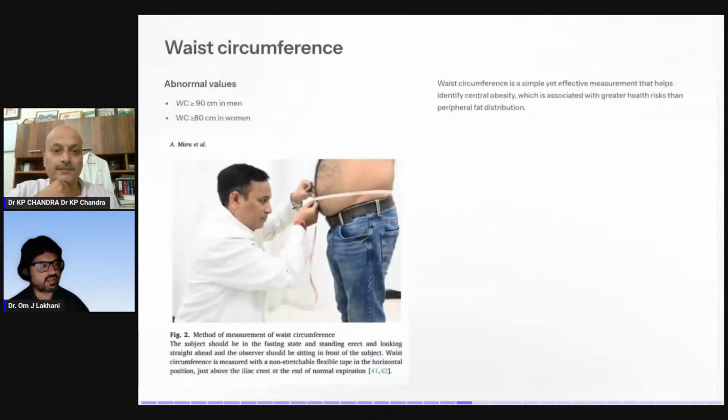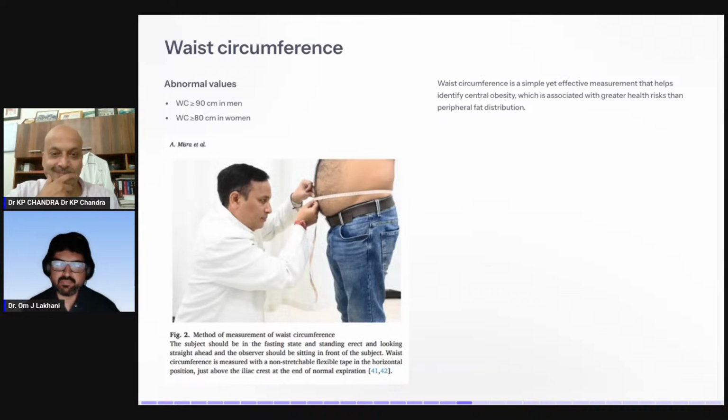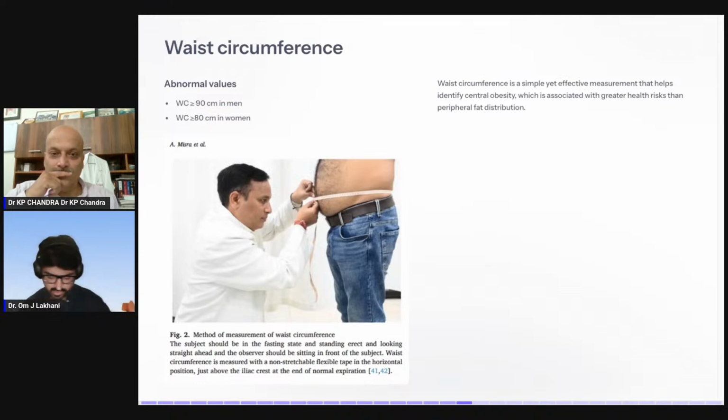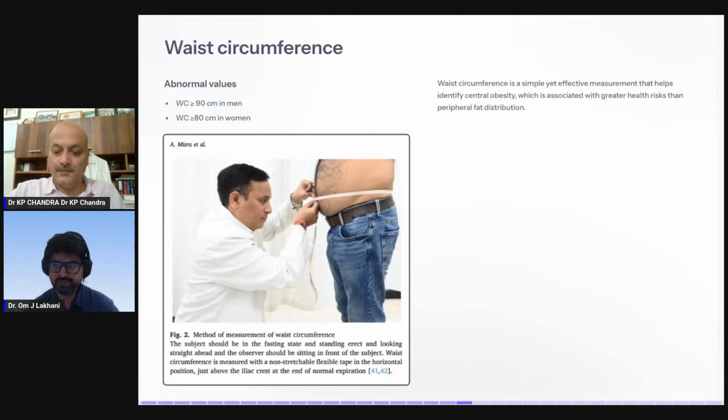Yeah. So this is the picture which Dr. Anup Mishra's paper has given for measuring the waist circumference. Again, you can very clearly see the picture in the definition here. So you have to use a non-stretchable flexible tape. The patient should be standing in a fasting state in an erect position. As you can see, it is measured above the iliac crest at the end of expiration. So this is the standard way of measuring the waist circumference, as defined by Dr. Anup Mishra's paper.